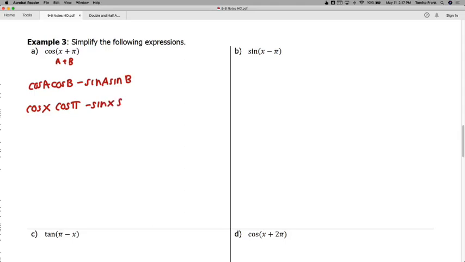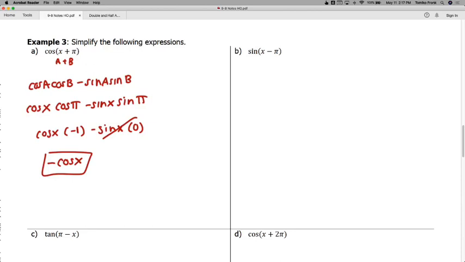So what happens is we have one thing we can evaluate, the cosine of pi and the sine of pi. Pi is a unit circle angle. So the cosine of pi is negative 1, and the sine of pi, which is really nice, is 0. So this whole term goes to 0, and we're just left with the negative cosine of x as our final answer. That's how we simplify that. It's kind of what we're looking for here.